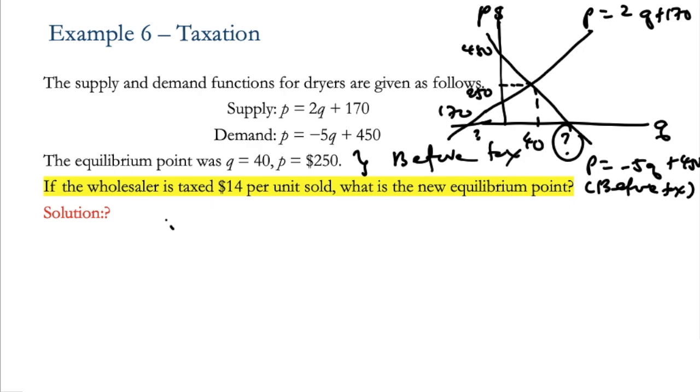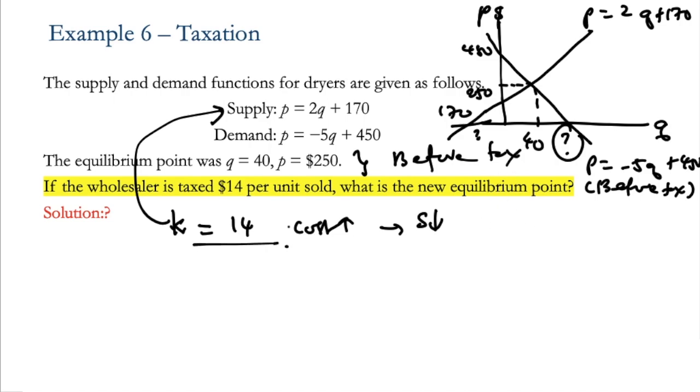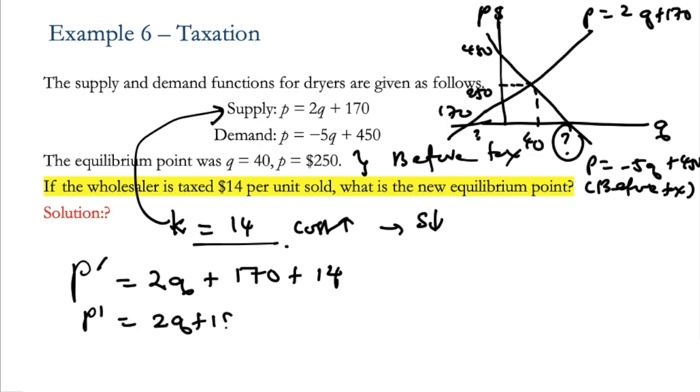Now, when tax is introduced, let's call it K, equal to 14. It will immediately affect the supply curve, because the cost of production increases, so they will reduce the supply. The supply may shift to the left by K amount here. Because of that, we need to find the new supply function. The new supply function, call it P prime, equals 2Q plus 170 plus 14. So P prime equals 2Q plus 184, isn't it?